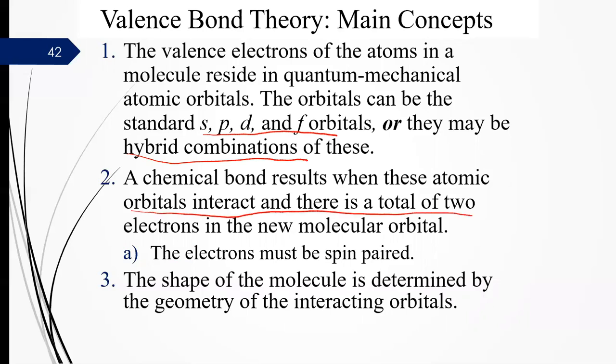And we get 2 electrons in a new molecular orbital. For this to happen, the electrons have to be spin paired. That means one has to be spin up, one has to be spin down. That's why each orbital only holds 2 electrons still. And so the shape of the molecule is determined by the geometry of these interacting orbitals.